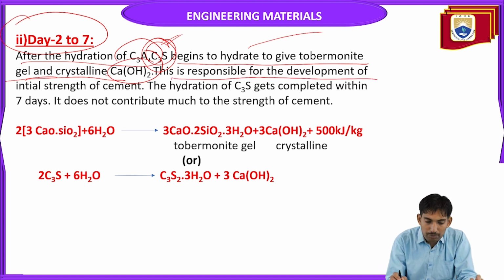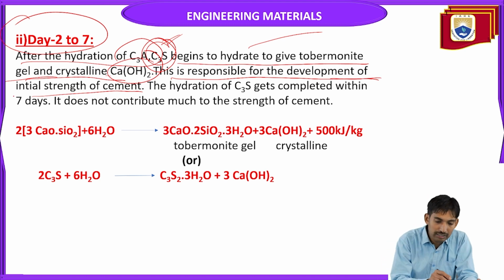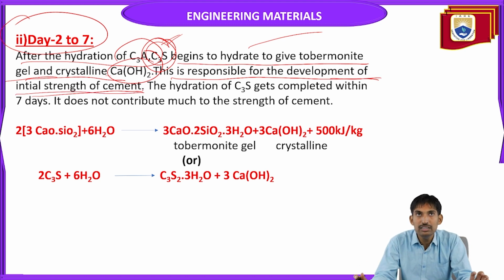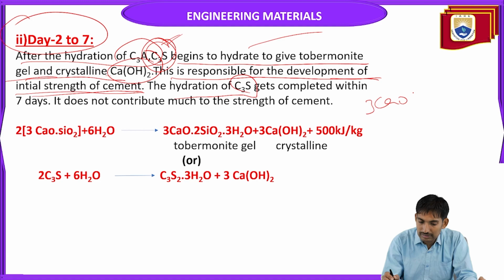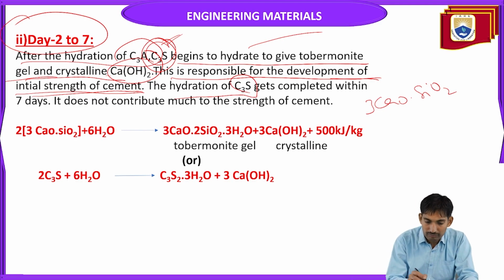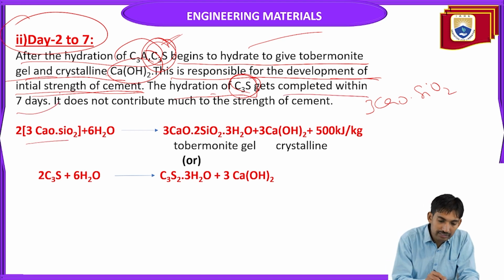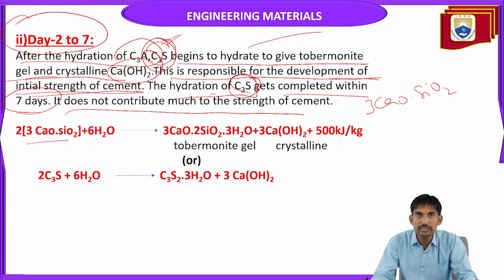This is responsible for the development of the initial strength of the cement. The C3S reaction with water is responsible for the development of the initial strength of the cement. The hydration of C3S, 3CaO.SiO2, tricalcium silicate reacting with water, gets completed within 7 days. This reaction will complete in 7 days. It does not contribute much to the strength of the cement.